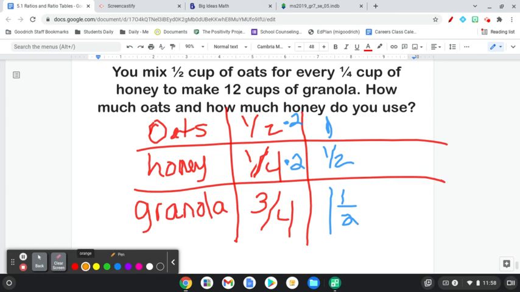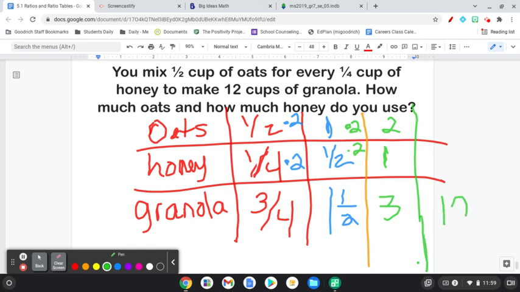That only gets me to 1 1/2. So what I'm going to do now is double it one more time. So now I have 2 cups of oats and 1 cup of honey, giving me 3 cups of granola. Now remember, our goal is to get to 12. Do we see a quicker way now to get from 3 to 12?